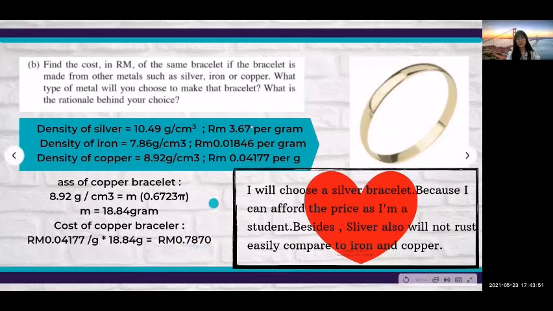Last, I will choose the silver bracelet because I can afford the price as I am a student. Besides, silver will also not rust easily compared to iron and copper.